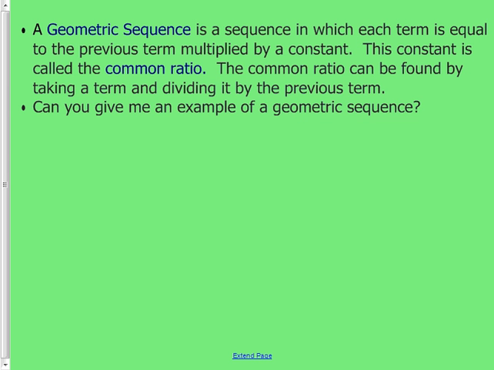Geometric sequence. Each term is equal to the previous term multiplied by a constant. What's different? You're just multiplying. The other kind was called, I made you say it out loud, arithmetic, and this one's called geometric. And instead of a common difference, this has a common ratio. All right, so it's the same exact idea.